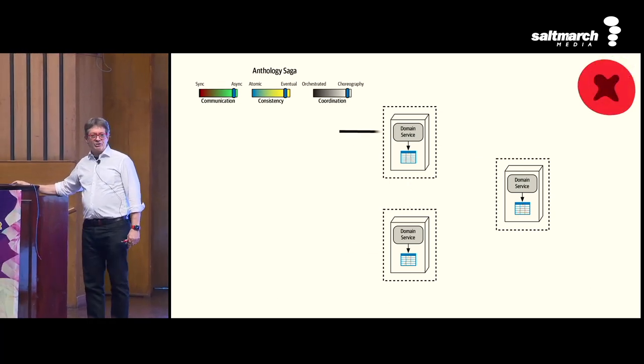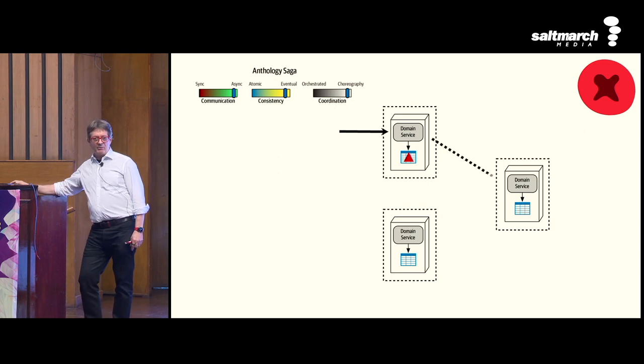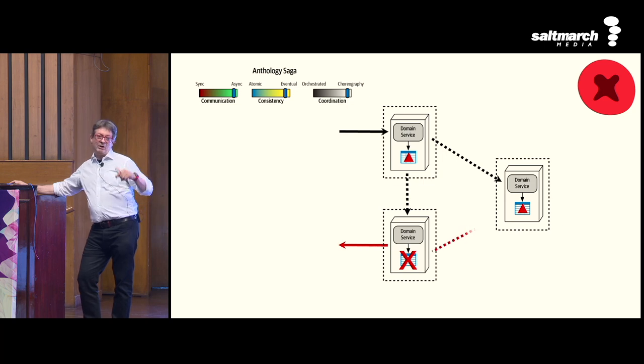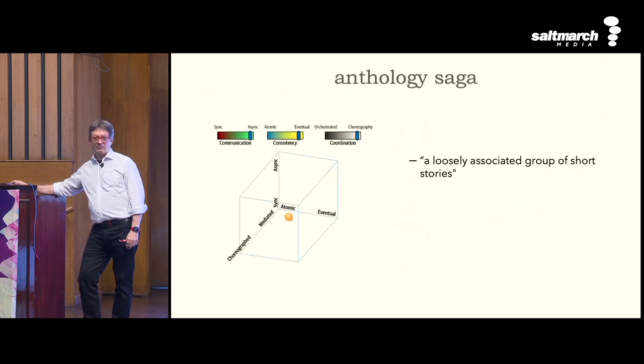And here in the error state, again, I have multicast capabilities because everything is asynchronous. So when I get to an error state, I can now broadcast both to my caller and to the two domain services and clean things up as quickly as possible. This is a loosely associated group of short stories.